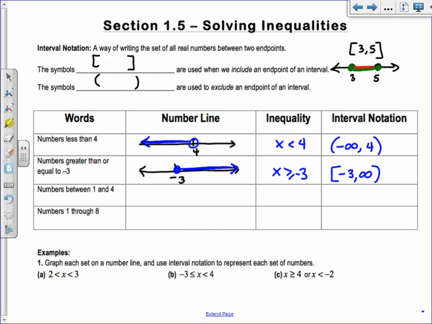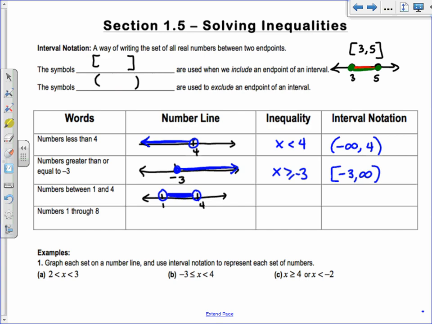Okay, numbers between 1 and 4. Now this is a little bit vague. I don't like to say between. A lot of times I'll say between 1 and 4, including the endpoints or excluding the endpoints. If we're just saying between, that really means that it doesn't include 1 and 4. That makes sense? So we're going to have 1, and we're going to have 4, and we're not going to include those things, so we're going to have open circles.